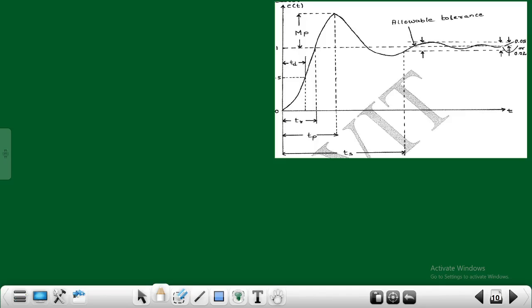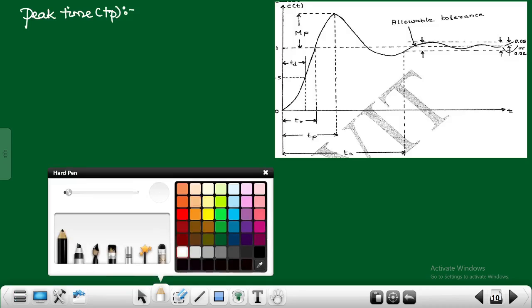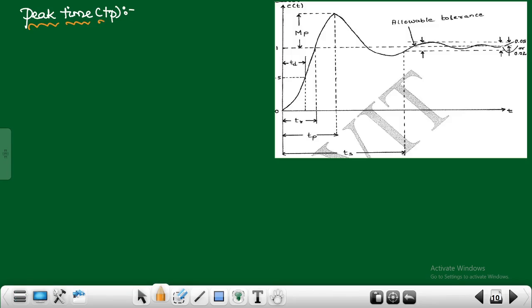Today we are going to see the derivation of the peak time of a second order control system, that is, the time response specifications of a second order system. So whenever you consider the peak time, what is the definition of the peak time? Let us take the definition of the peak time.